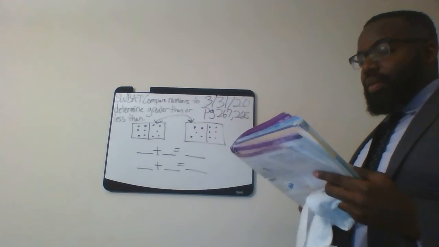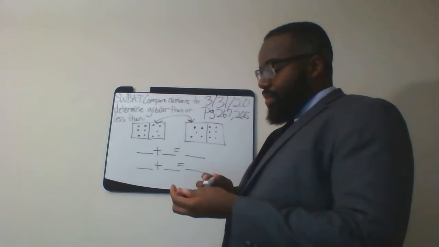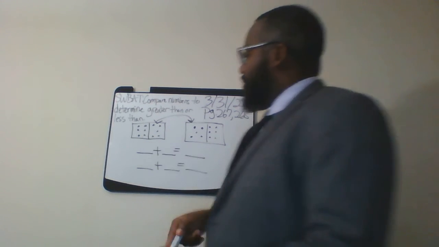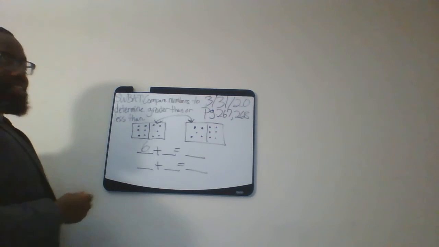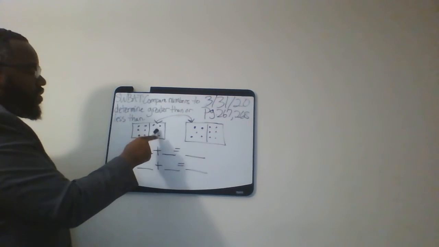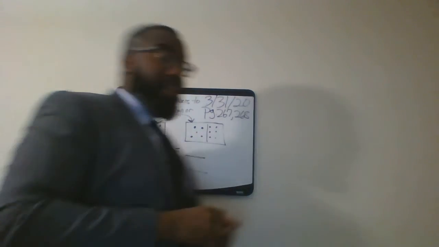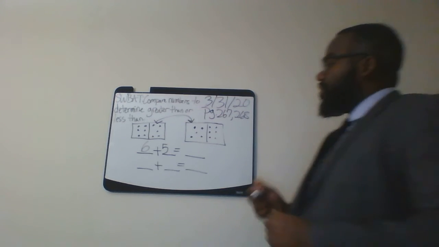For number 3, we just have to simply write the addition facts. So let's start off. How many dots do we have here? We have 1, 2, 3, 4, 5, 6. So 6 will go right here. And how many do we have in this box? We have 1, 2, 3, 4, 5. So you have to try to figure out what is 6 plus 5. Good job. 6 plus 5 is 11.